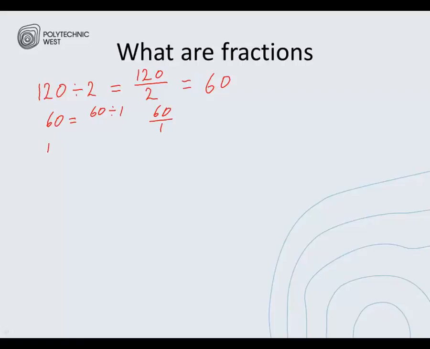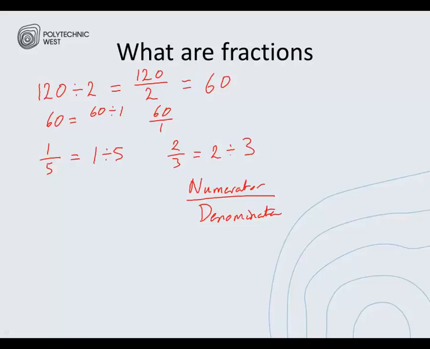We're more used to the proper fractions, as the mathematicians call them, which are fractions that are less than 1. 1 over 5 is actually 1 divided by 5, and 2 over 3 is actually 2 divided by 3. Mathematicians like to use long words, and they call the bit on the top the numerator, and the bit underneath the denominator. I prefer to call them the bit on the top and the bit on the bottom.